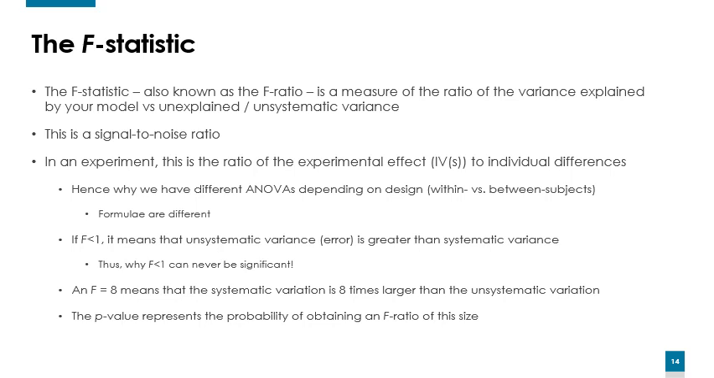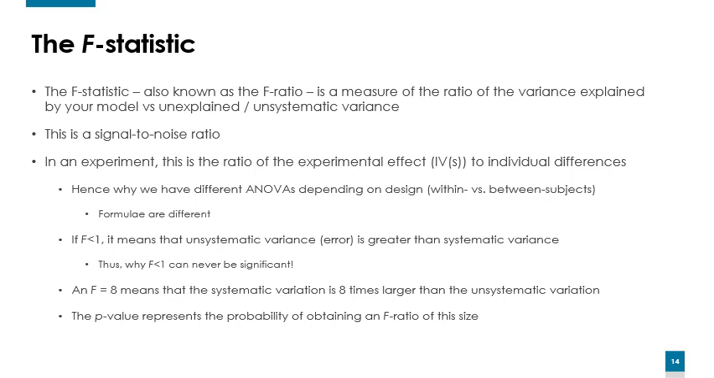So if we think of that as a ratio, it's saying that the largest part of the ratio is the unsystematic part, is the error. It is going to dwarf the systematic or the experimental factor in your analysis. Therefore, F less than 1 can never be significant. An F value equal to 8 means that the systematic variance is 8 times larger than the unsystematic, unexplained variation.